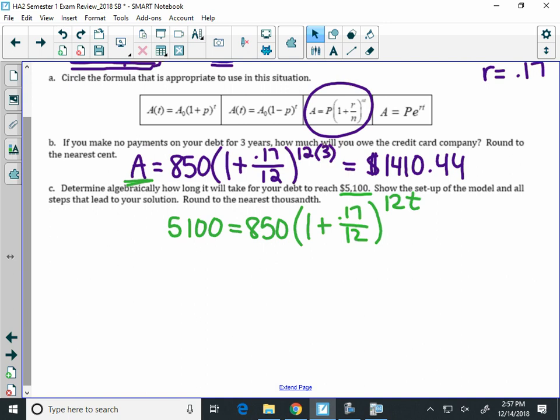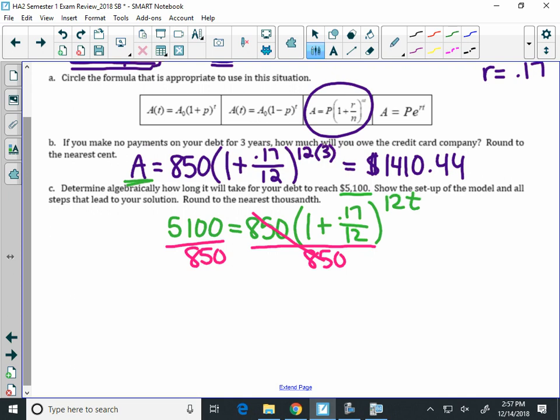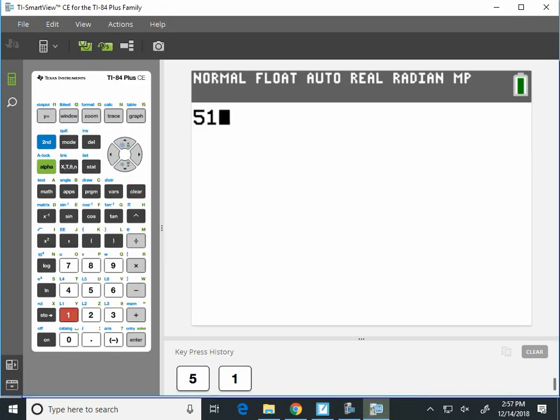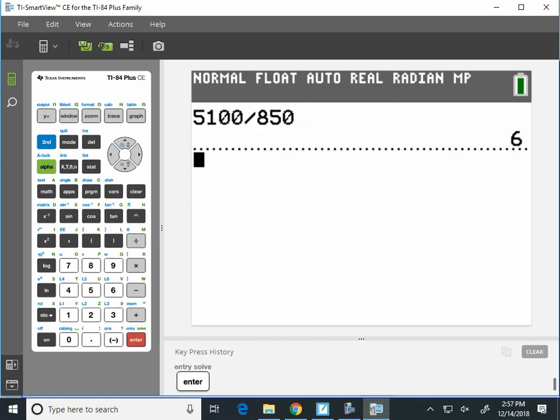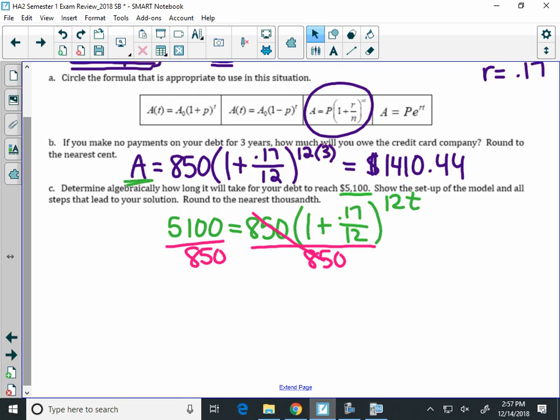So let's solve this. We first have to start by dividing by 850. You cannot do the logarithm until you divide by 850. Well, it's really nice. I think it turns out to a nice number at least. 5,100 divided by 850 is 6. So you don't have a crazy decimal. We did that nicely for you here.